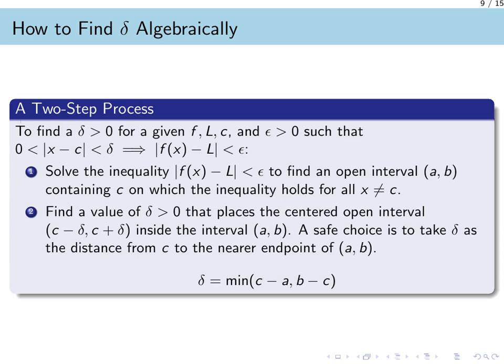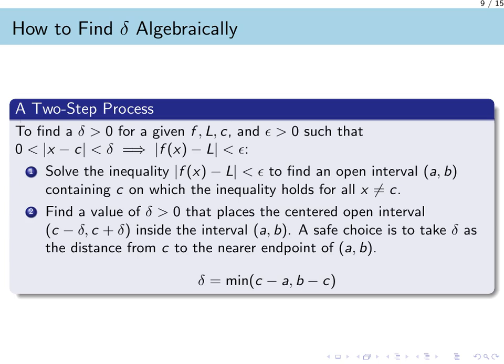This two-step process provides a reliable algebraic method for finding a suitable delta for any given epsilon. We begin by working backwards from the condition that the absolute value of the quantity f of x minus L must be less than epsilon. Solving this inequality for x will give us an open interval of input values, from a to b, that produces the desired outputs near the limit.